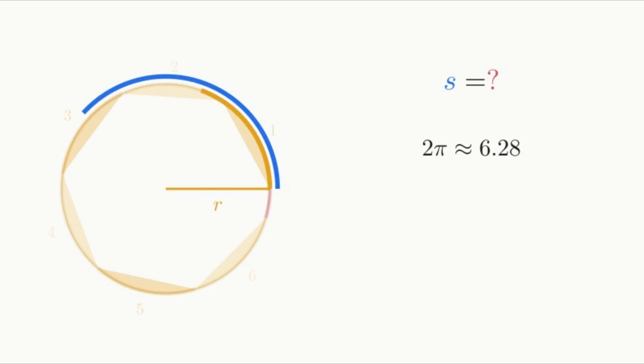So an angle of theta radians means theta radius lengths of arc, laid end to end. 2.4 radians? 2.4 copies of r. The arc length is just theta times r.